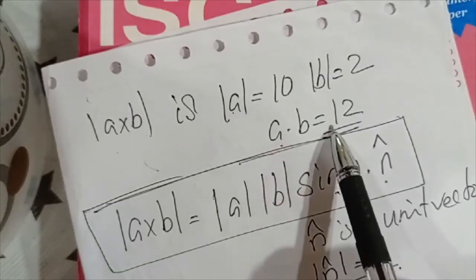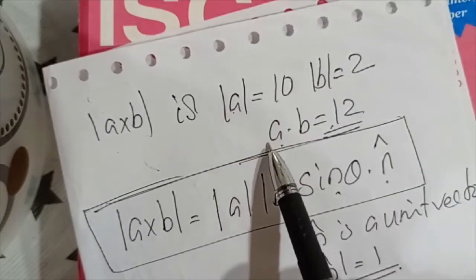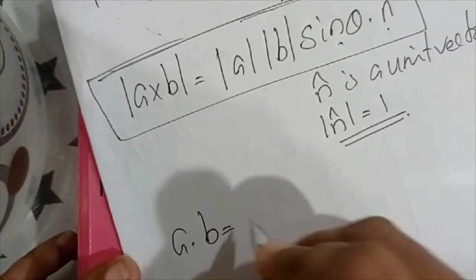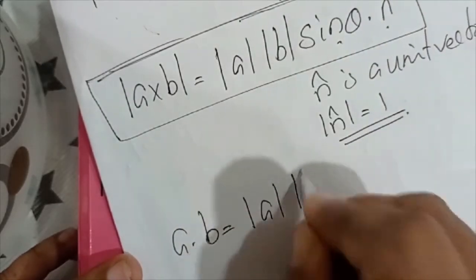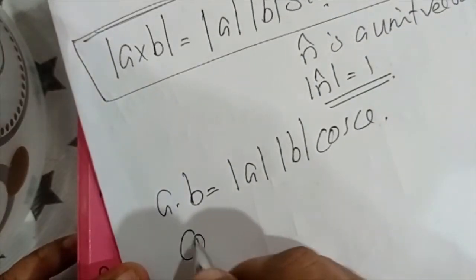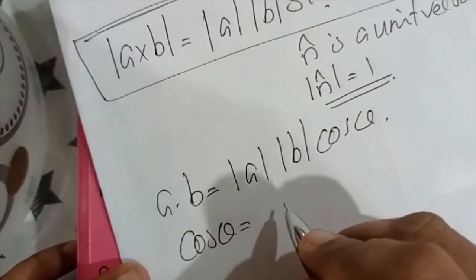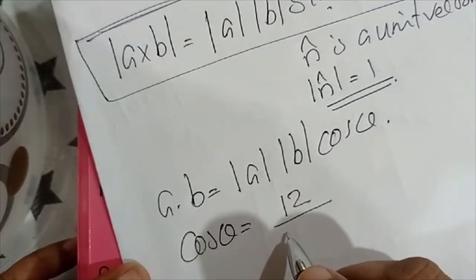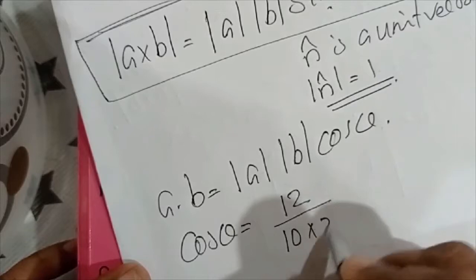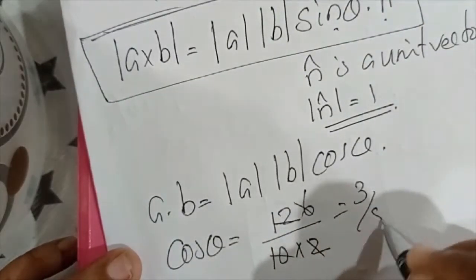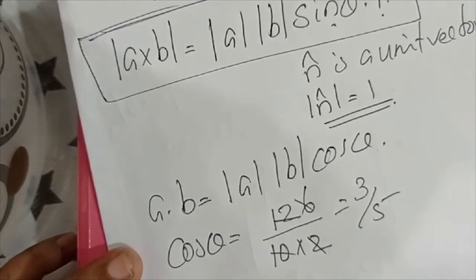and A dot B given. If mod A, mod B, A dot B are given, we can write the formula. What is A dot B? Mod A mod B cos theta. Agree? From that, what is cos theta? A dot B, look at the question, A dot B is 12 by mod A is 10 into 2. Is it 3 by 5? Check the answer.